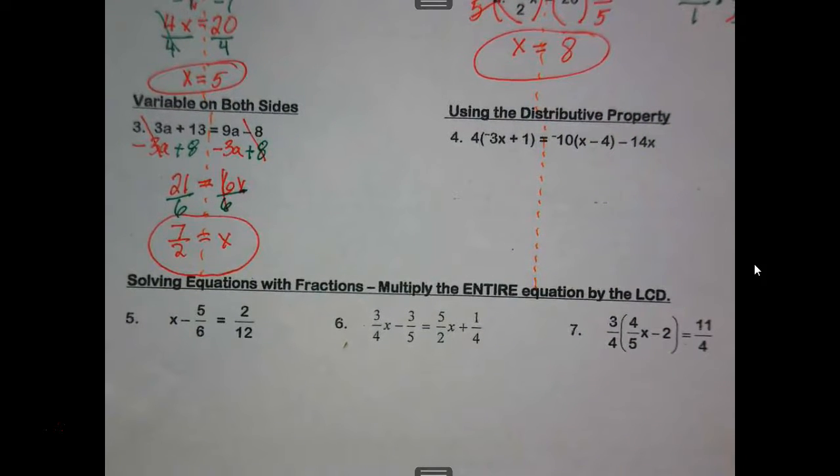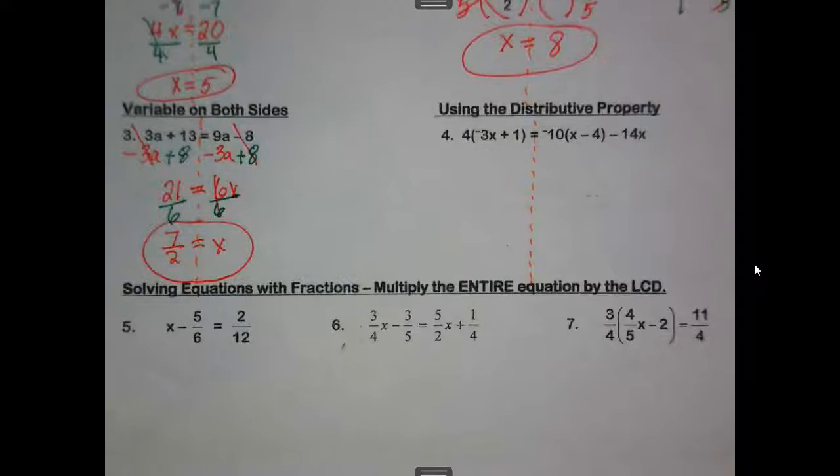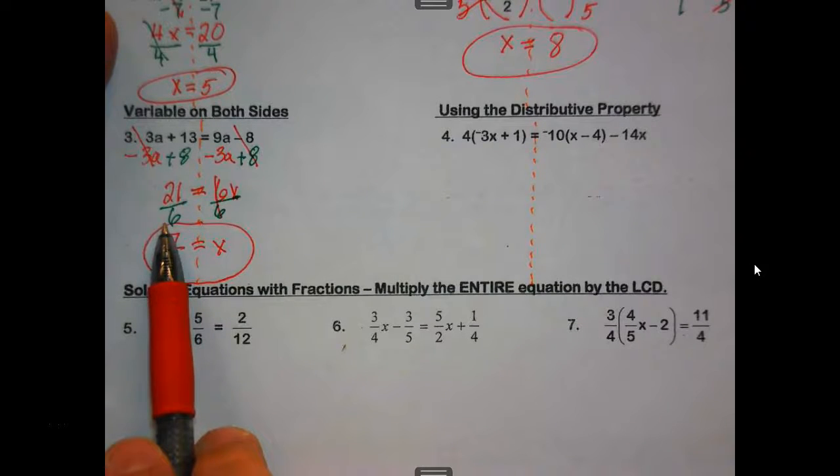Fraction. Yeah. Except for application problems. All right. Did I go too fast? Skip too many steps? Are we good? But one thing you can't do is leave it as 21/6.